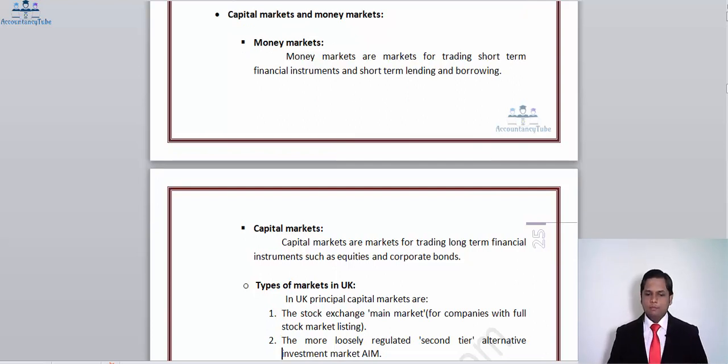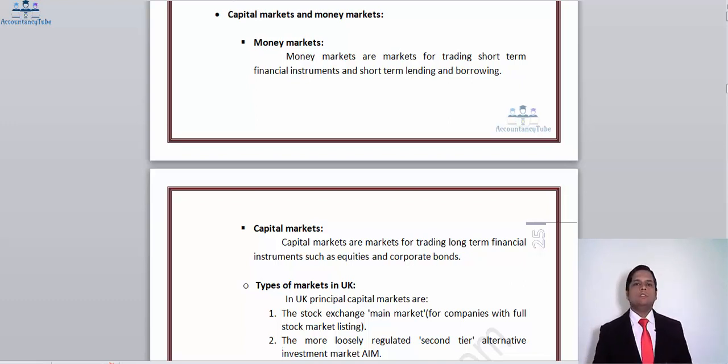Then we have got capital markets and money markets. Money markets are quite swift and volatile. They can change within seconds. Money markets are markets for trading short-term financial instruments and for short-term lending and borrowing. If you require funding and if you want to trade your currencies, that's the market for you, the money market.